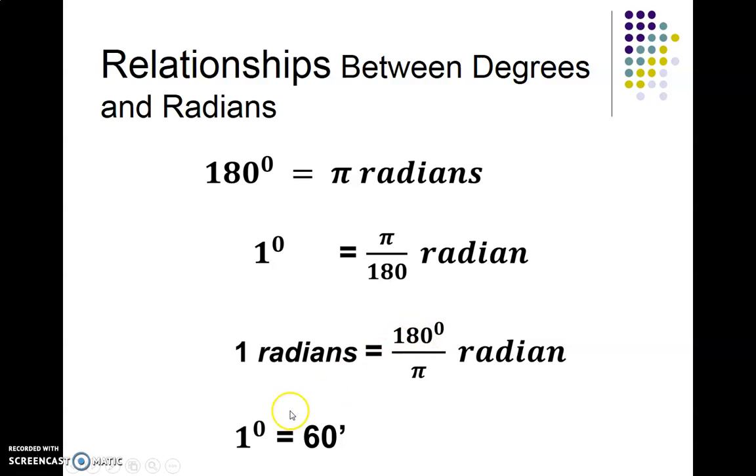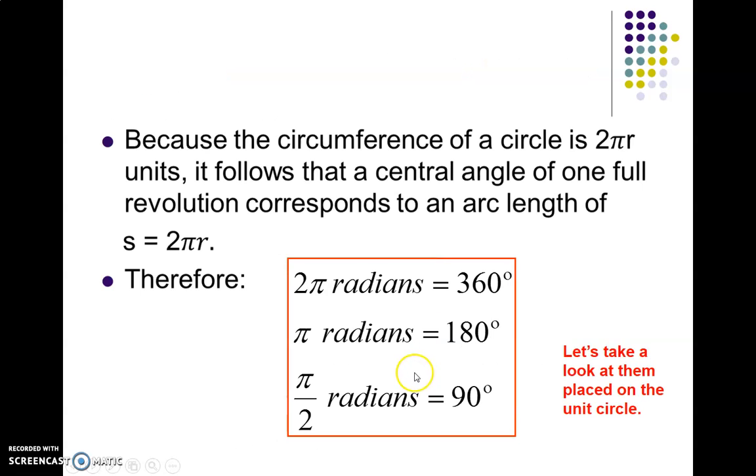And 1 degree is equal to 60 minutes. Okay, so remember all these. Again, 1 degree is equal to pi over 180. 1 pi, or radians converted into degrees, will give you 180 degrees over pi. Because the circumference of a circle is 2 pi r units, 2 pi is equal to 360, pi is equal to 180, and pi over 2 is equal to 90 degrees.